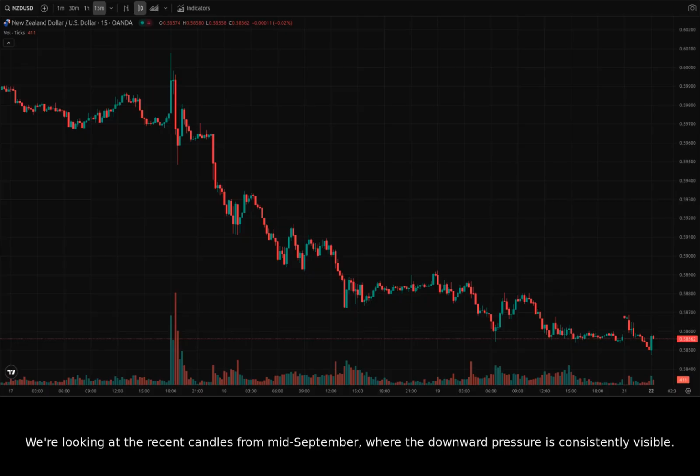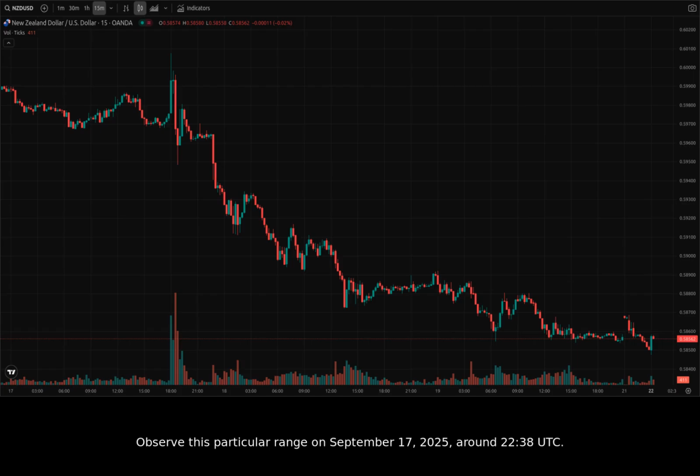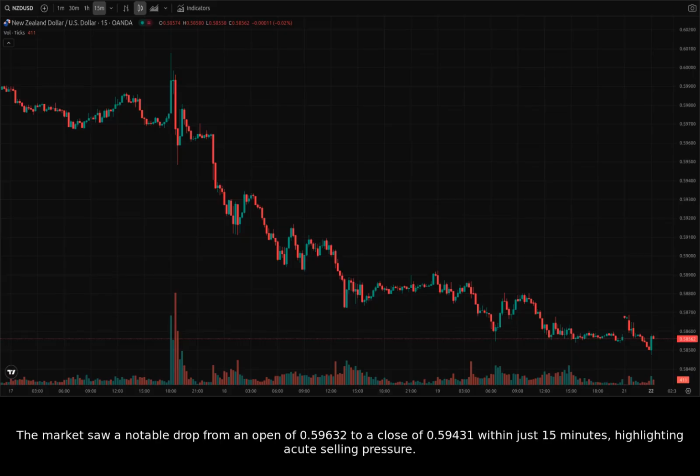We're looking at the recent candles from mid-September, where the downward pressure is consistently visible. Observe this particular range on September 17, 2025, around 22:38 Universal Time Coordinated. The market saw a notable drop from an open of 0.59632 to a close of 0.59431 within just 15 minutes, highlighting acute selling pressure.